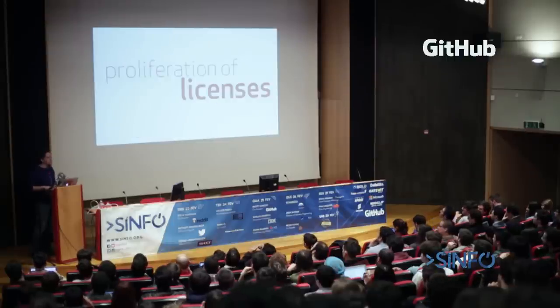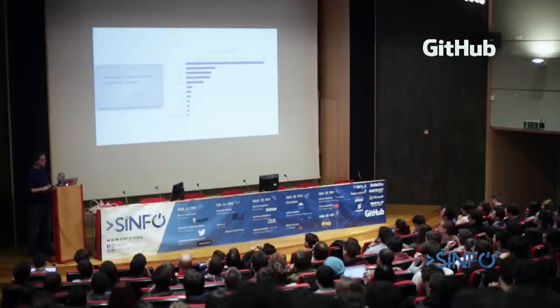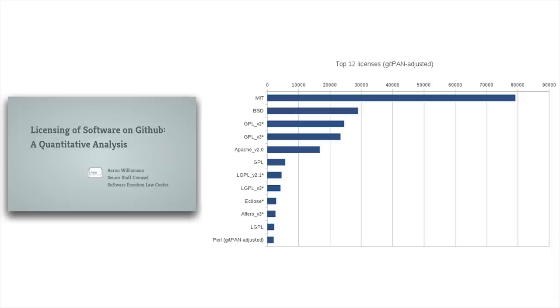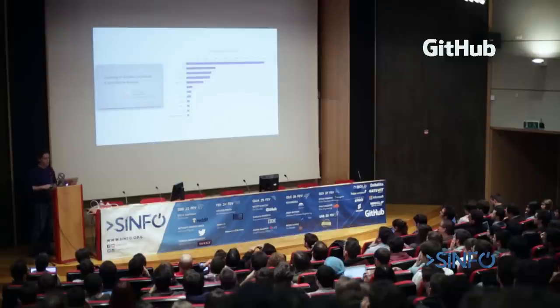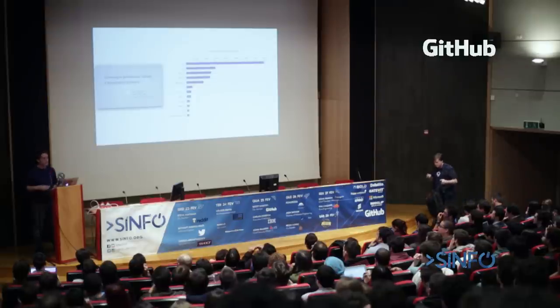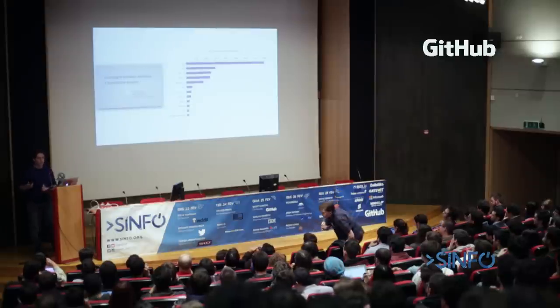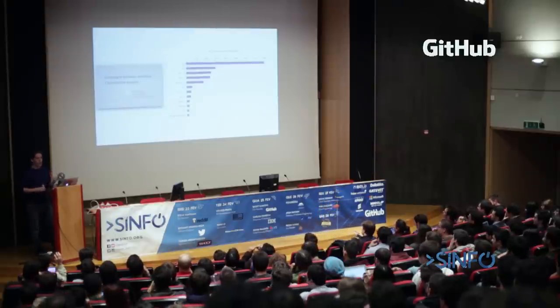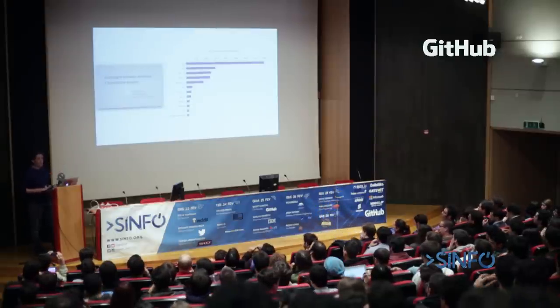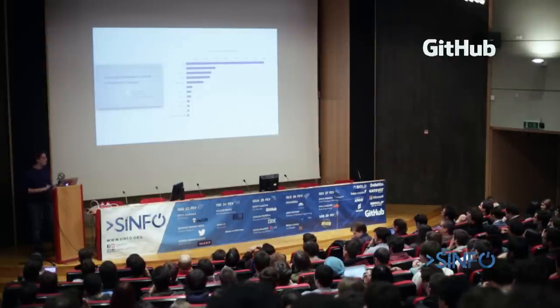Another interesting thing that you're seeing is the proliferation of licenses. So now there's a guy, Aaron Williamson, of the Software Freedom Law Center, who did a talk on this and compiled a list of statistics on licensing. So he downloaded 1.6 million GitHub repositories and checked them all for licenses. And he found that MIT, which is a much more permissive license than GPL, is by far the most popular license, and we see the same thing. We see that there's about three times as many MIT licenses than any other license on GitHub.